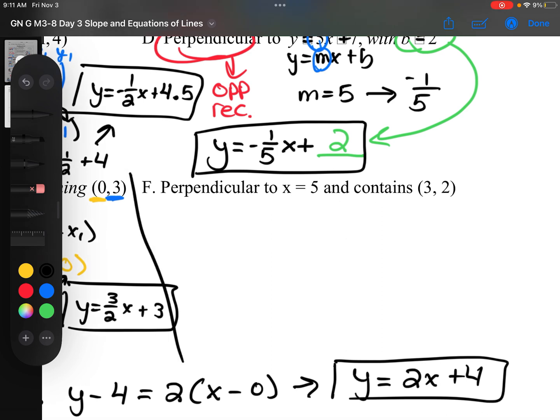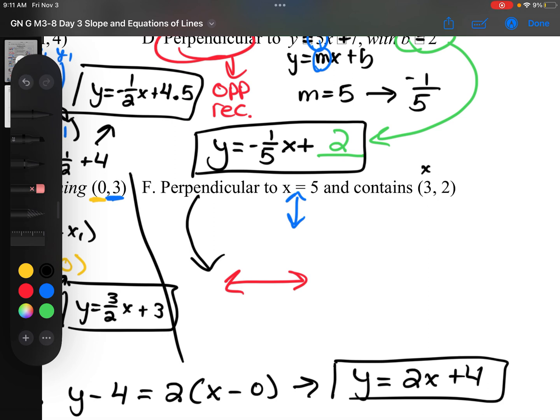This one here, perpendicular to x equals 5. Well, x equals 5 is a vertical line. If we have a vertical line, we know that a perpendicular line is going to be horizontal, okay? So these two lines are perpendicular. So how do we find this? What do we do? Well, I know it has to contain the point (3, 2).